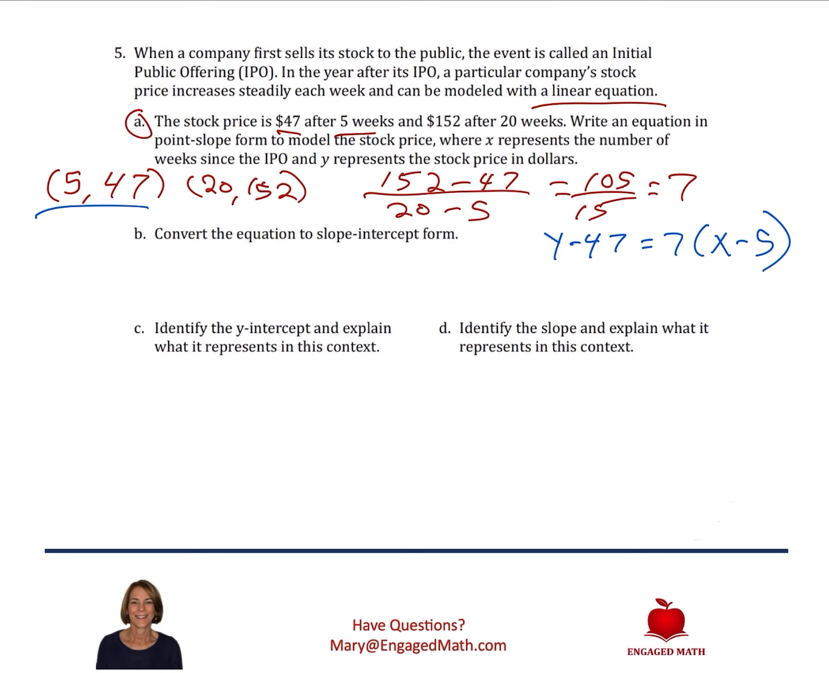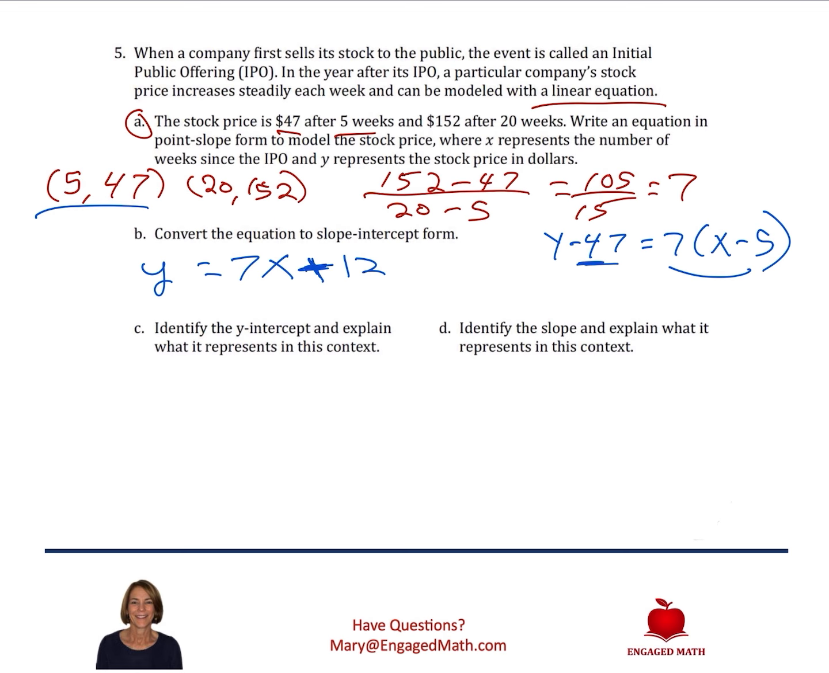Now I'm going to convert this to slope-intercept form. The 47 is going to get moved to the other side as a plus 47. So I have y equals 7x, and then minus 35 plus 47. I'm doing a little mental math here just to keep the video a little shorter, but it's going to be 7x plus 12.